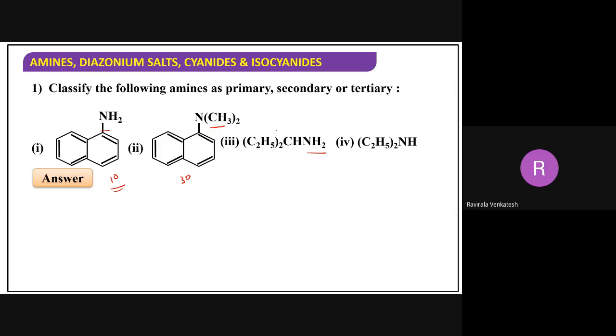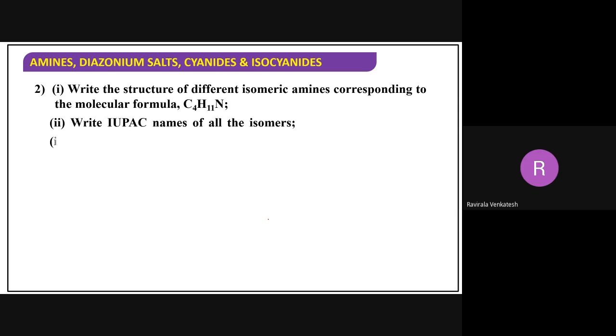Most of them, what they do, they see this one, they say a carbon bonded to two carbons, so it is secondary. No, it is not secondary. You have to look at nitrogen. So it is primary. This one will be what? Secondary. This way we can identify primary and secondary easily.